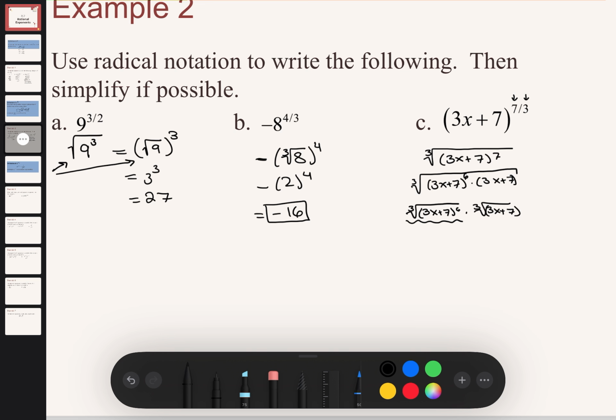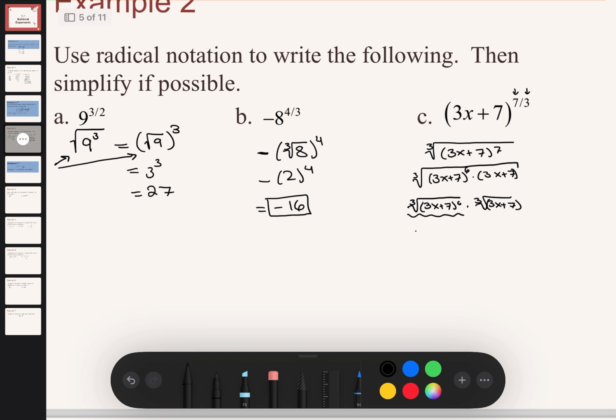Well, here's where we've been doing this secretly all along. I'm going to use that rule. I'm going to go in reverse. (3x plus 7) to the 6th over 3 times the cube root of 3x plus 7. What is 6 over 3? Hopefully someone said 2. That whole expression just turns into (3x plus 7) squared times the cube root of 3x plus 7.